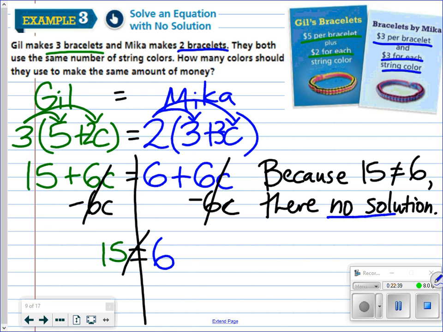So now we've done all 3. We had infinitely many solutions. That means that they're equal on both sides. We have 1 solution. That means we're able to solve the equation. Then we have no solution, which means they are not equal on both sides.